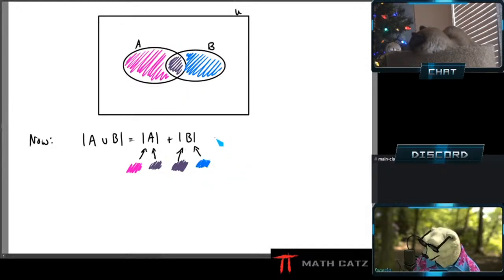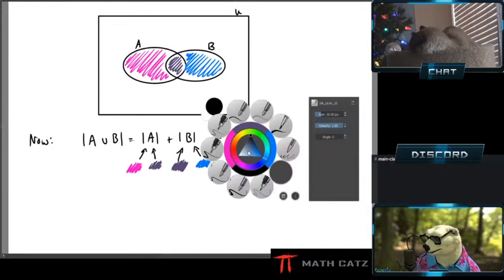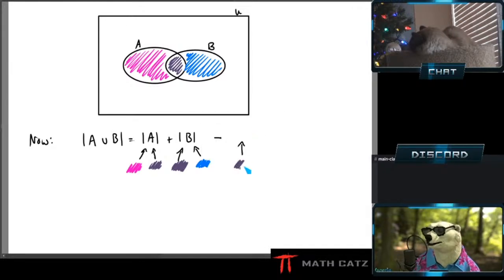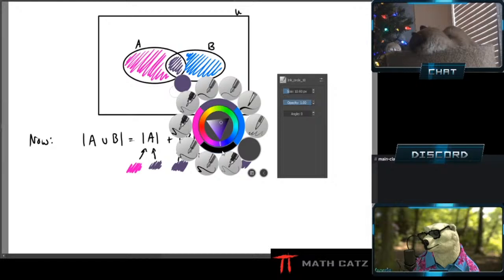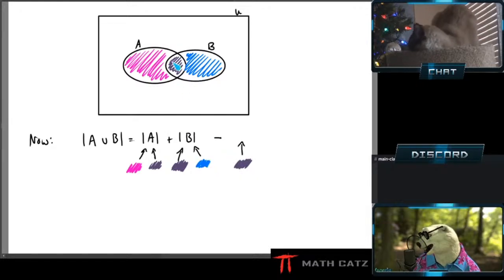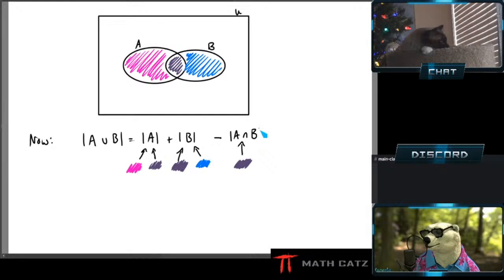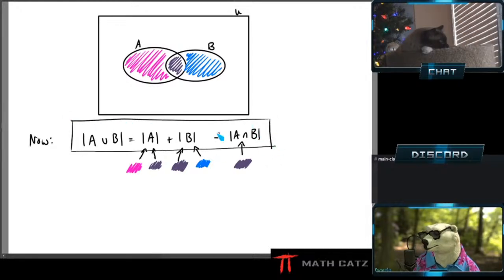Now I can fix this by just taking away the purple stuff. Because I counted it twice, taking it away once will balance everything out. And the purple stuff is exactly the intersection. So there I have a relationship between the number of elements in the union, the individual sets, and the intersection.